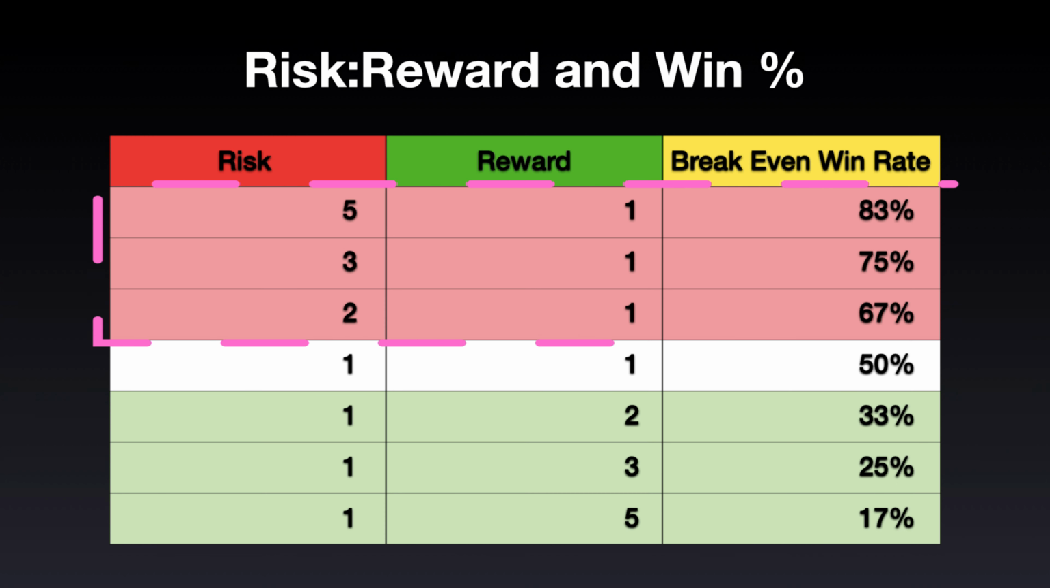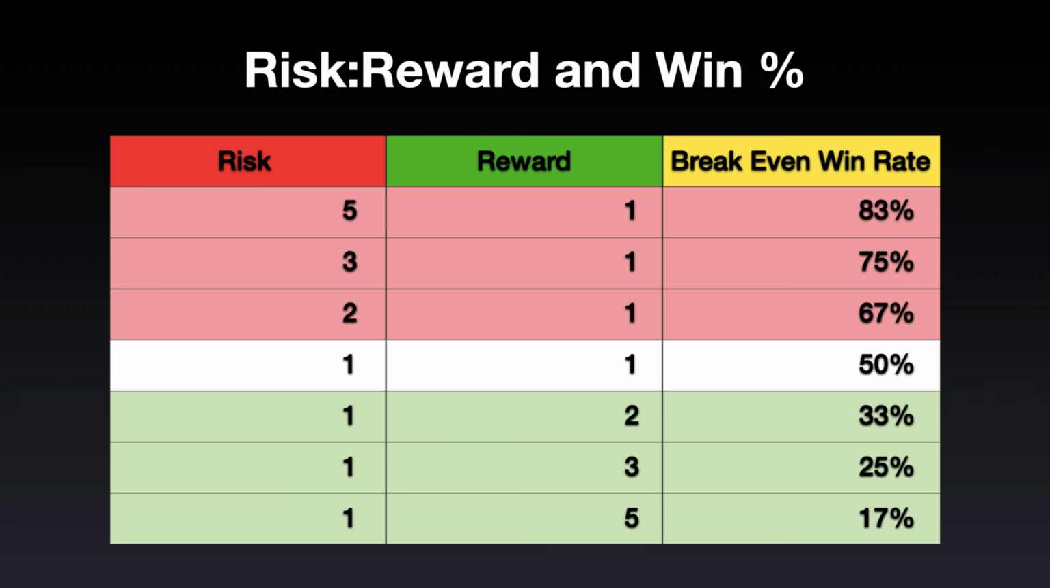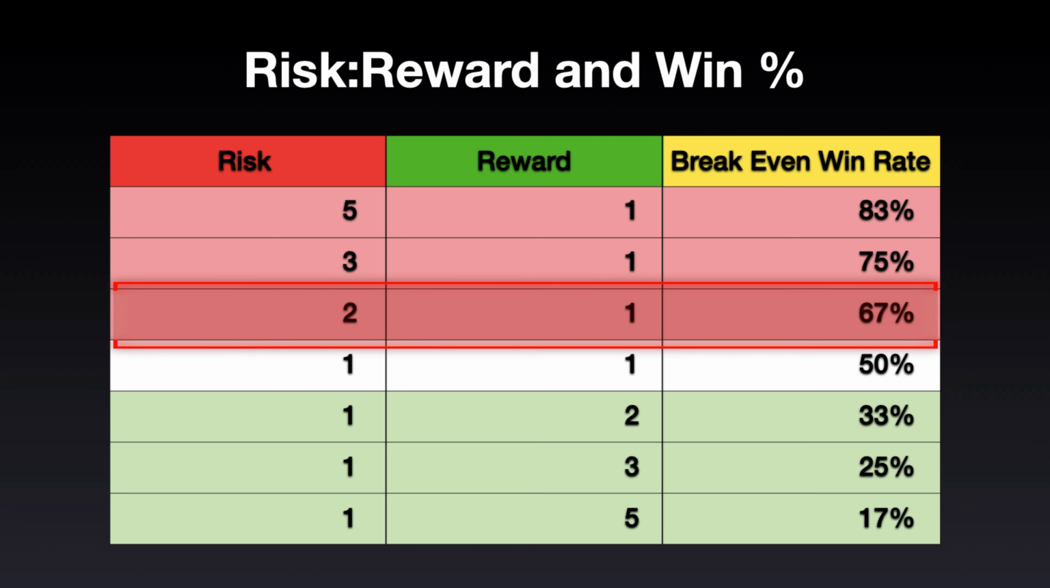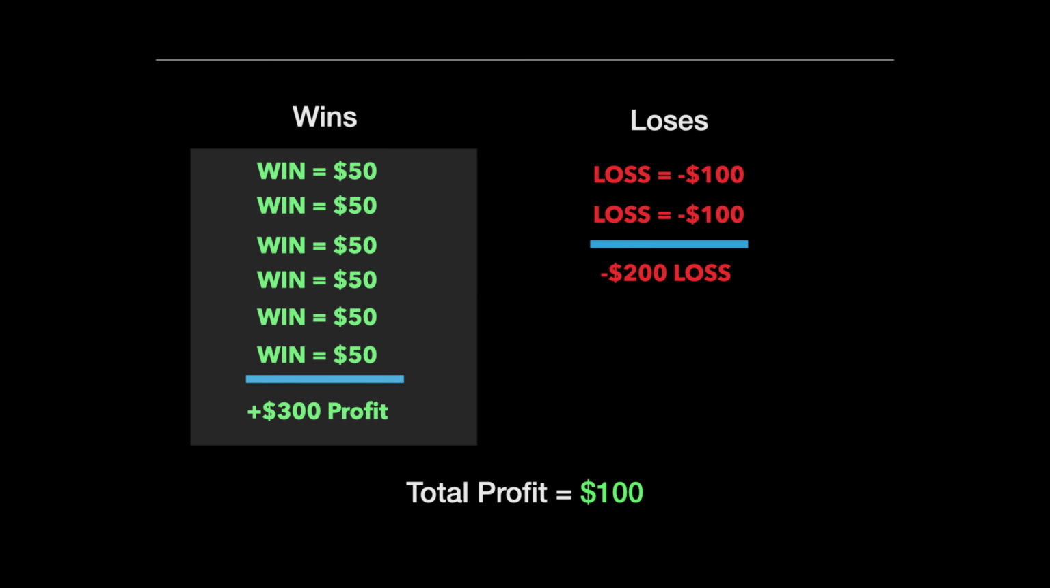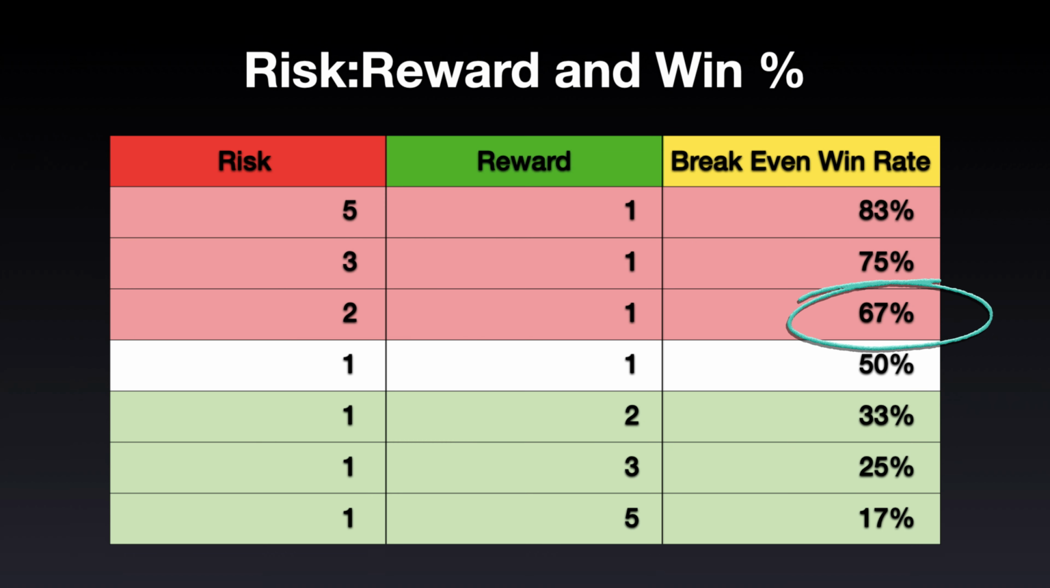Now let's talk about the negative risk rewards. Anything in this red area is considered a negative risk reward, and it's where you are risking more money than you stand to gain with each trade. And as you may have noticed, the win rates needed just to break even are much higher. And the reason is because every time you lose, you are losing more money than every time you win. So if you were using a risk reward of 2 to 1, that means you are risking $100 to make $50. So because all your losers are double than all of your winners, you need a 67% win rate just to break even.